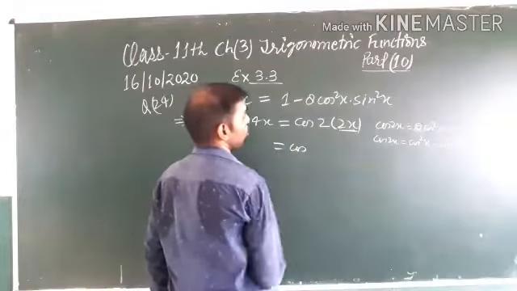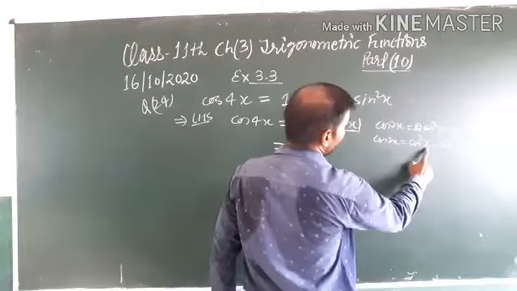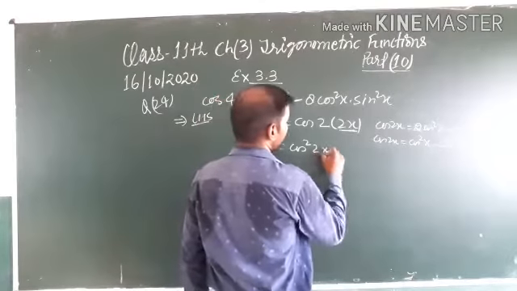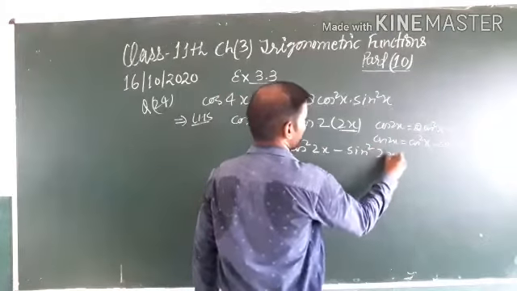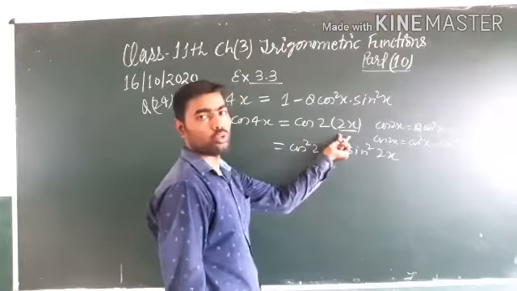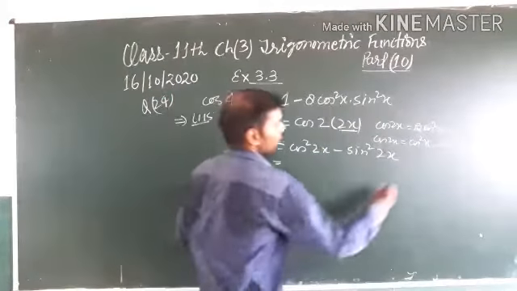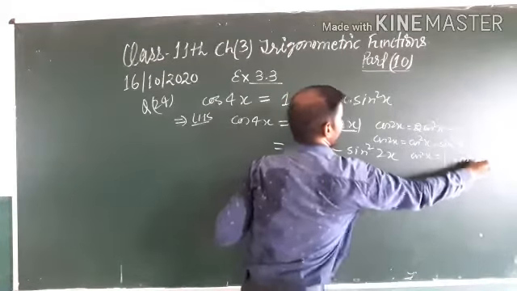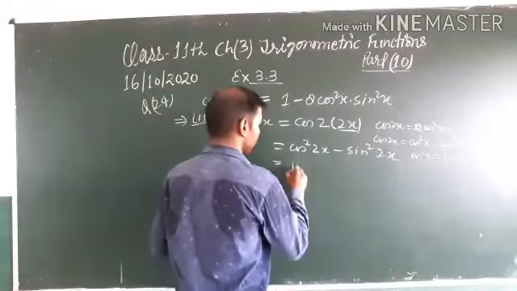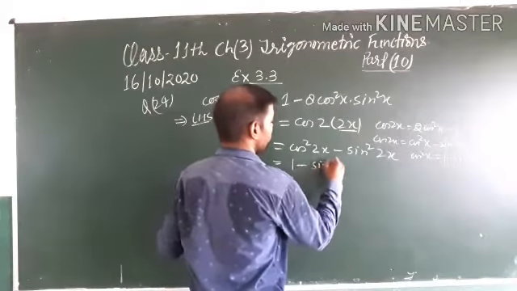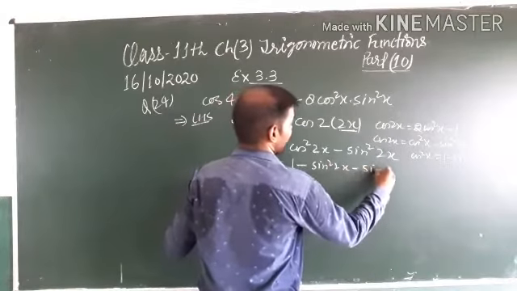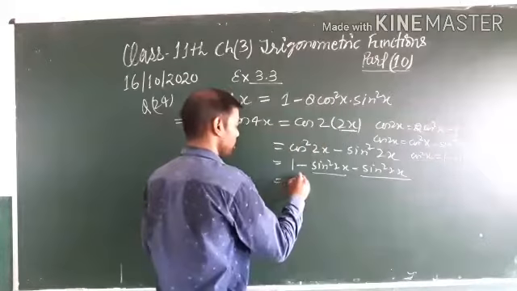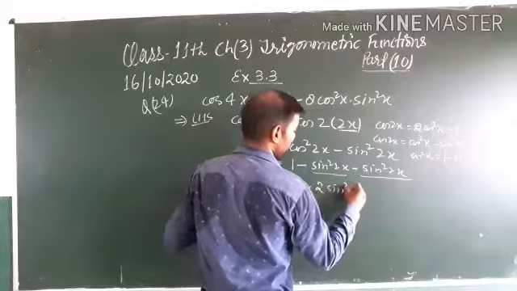So we can write cos 2x is equal to cos square x minus sin square x. It means this is equal to cos square 2x minus sin square 2x, because here the value of x is equal to 2x. Now again we use cos square x is equal to 1 minus sin square x. It means this can be written as 1 minus sin square 2x minus sin square 2x. Here this is sin square 2x and sin square 2x. It means 1 minus 2 sin square 2x.